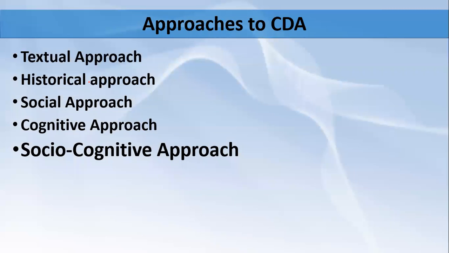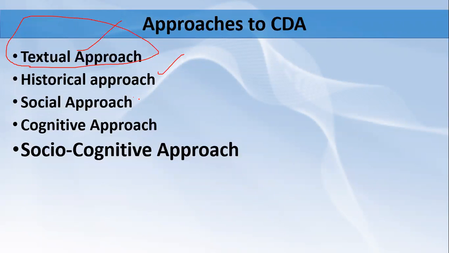Before that, there are several models towards the study of critical discourse analysis. The first one is the textual approach, the discourse approach, only discourse analysis, because our focus is only on the textual aspects of a text. Then we have the historical approach of discourse analysis, where we go into the background, into the history of the text, and this is how we analyze it.